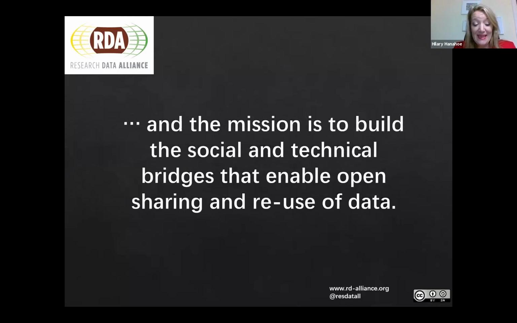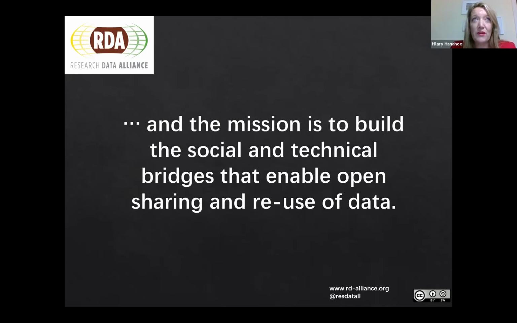So how do we intend to do that? Well, that's our ambitious vision, and the mission is to build the social and technical bridges that enable the open sharing and reuse of data. So it sounds easy. Our mechanism for doing that is quite simple, to be honest, and straightforward, but it's considerably successful. And I'll give you a few words then on the history of RDA and a little understanding, particularly from a global perspective.